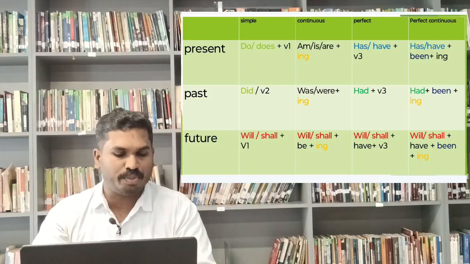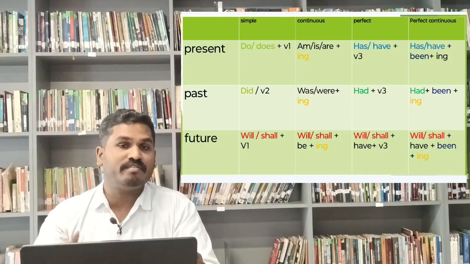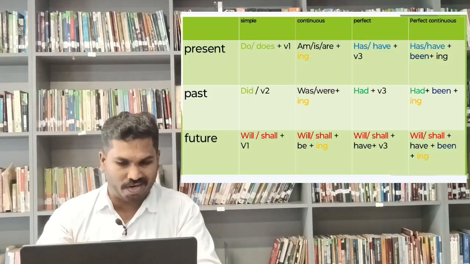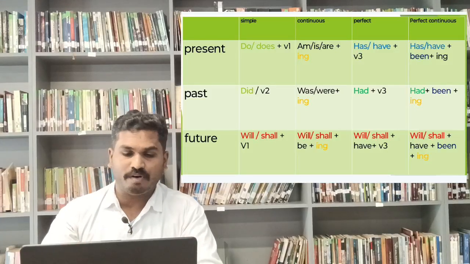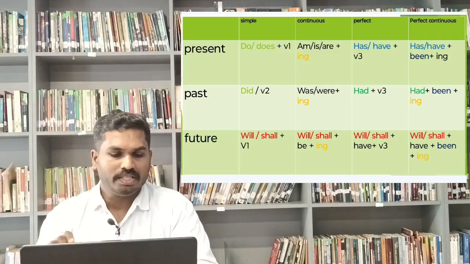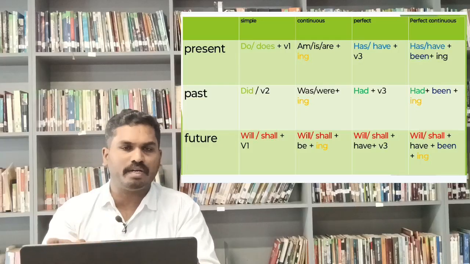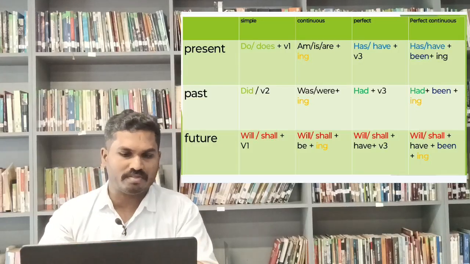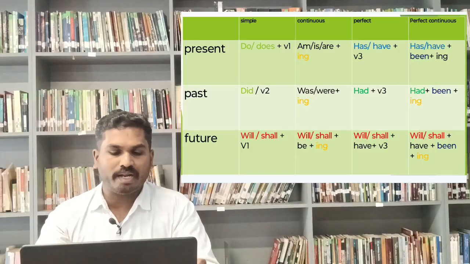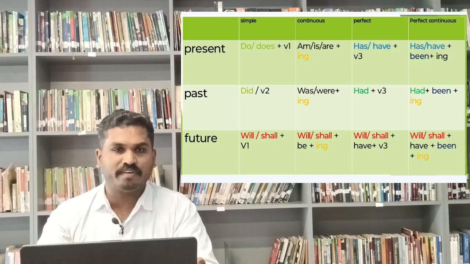When it comes to the simple future, like the simple present tense, the first form of the verb can be used with will or shall. I have marked this will or shall with a red color. I have marked these different terms with the same colors in different boxes, so you have to notice this color difference. Will or shall can be seen in all the future subdivisions: simple, continuous, perfect, and perfect continuous.